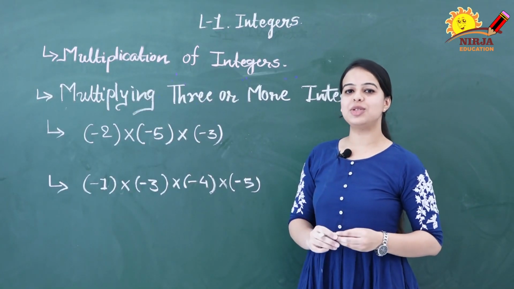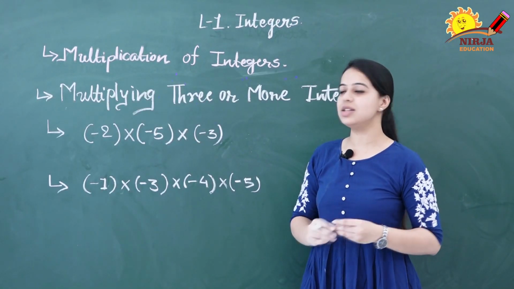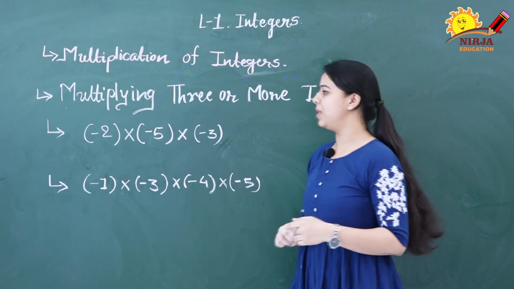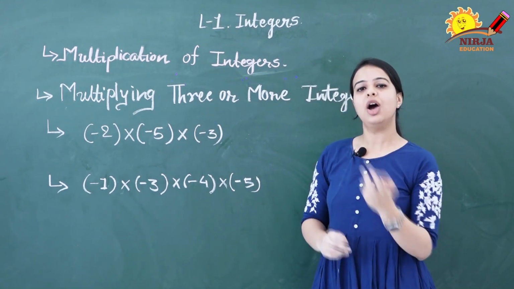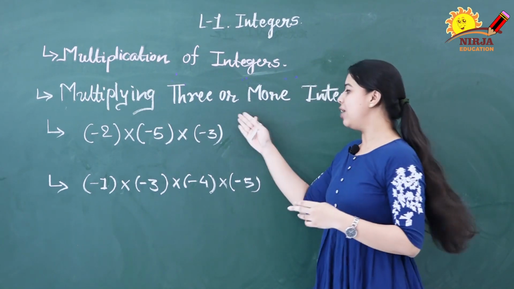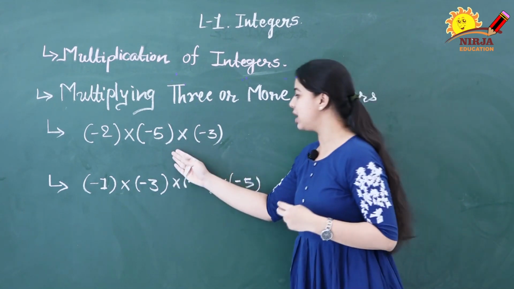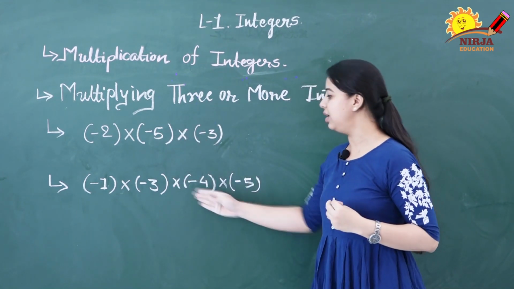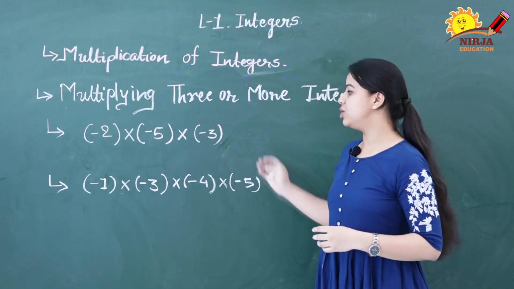Now let's see what happens if we multiply more than two integers. Just now we have seen how to multiply two integers, and now we are going to see what happens if we multiply 3 or more integers. Here I have listed two examples. In the first I have taken 3 integers and in the second 4 integers, as you can see.